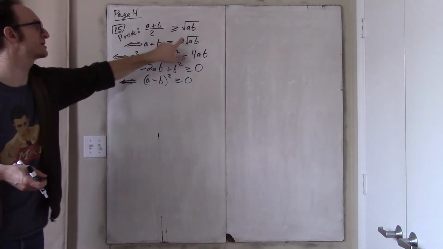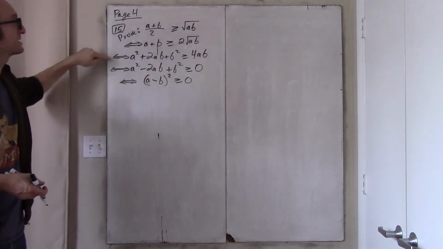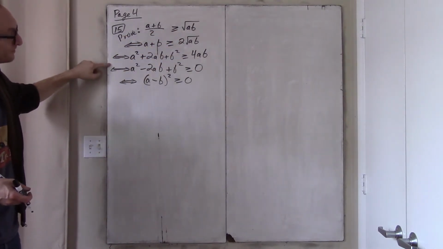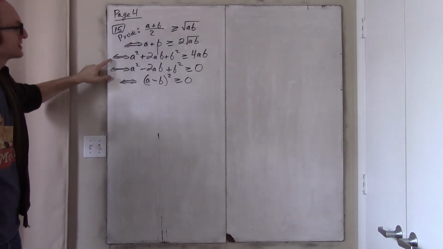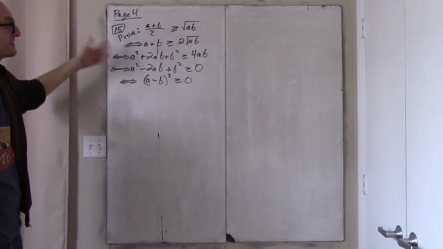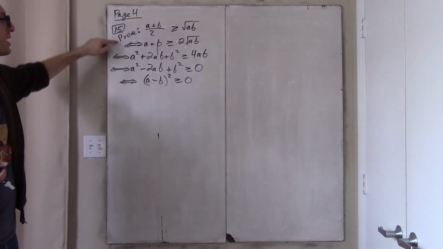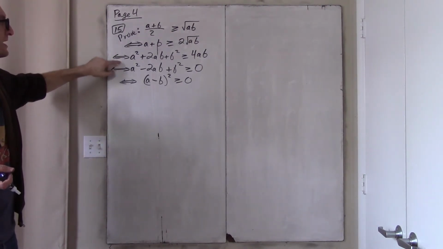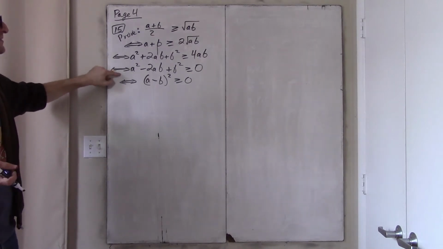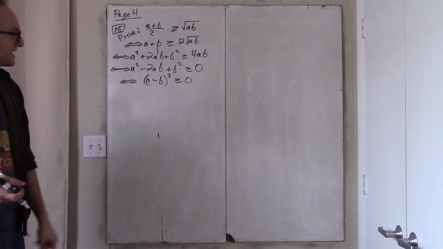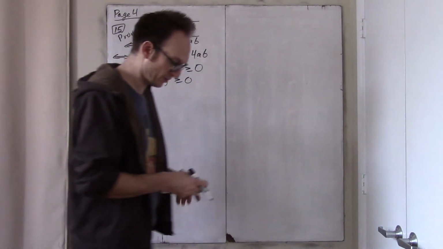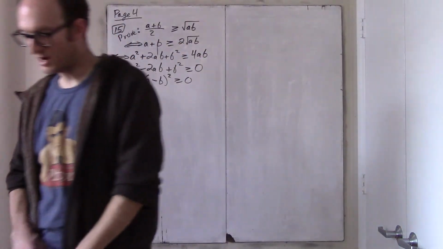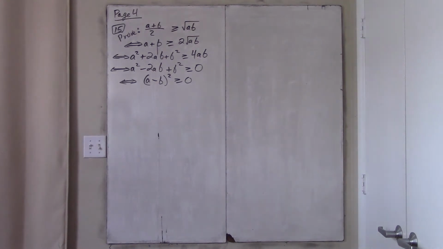You can multiply both sides by 2, you can divide both sides by 2. From here to here, I square both sides. Well, squaring both sides is also legitimate as long as everything is positive, which it is. So I can go from here to here, but also backwards. And from here to here, I just subtracted 4ab from both sides, and here I just factored. In other words, since this is true, my original statement is true also. So, okay, done.